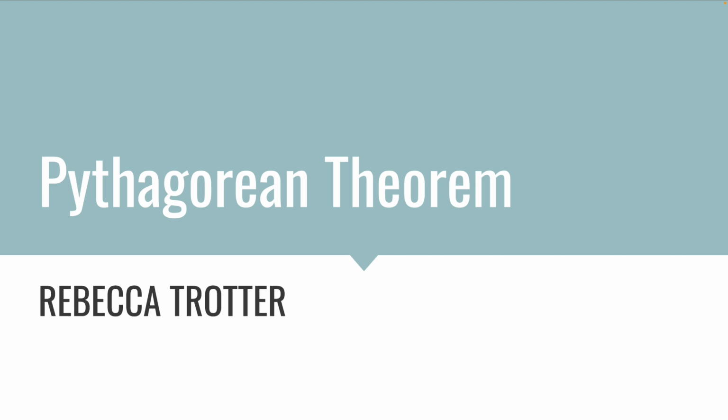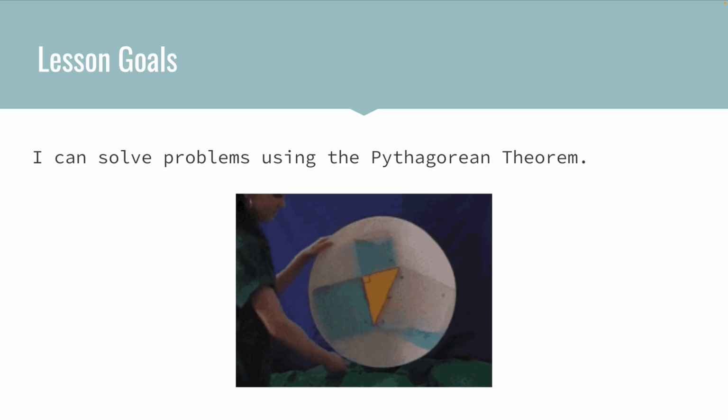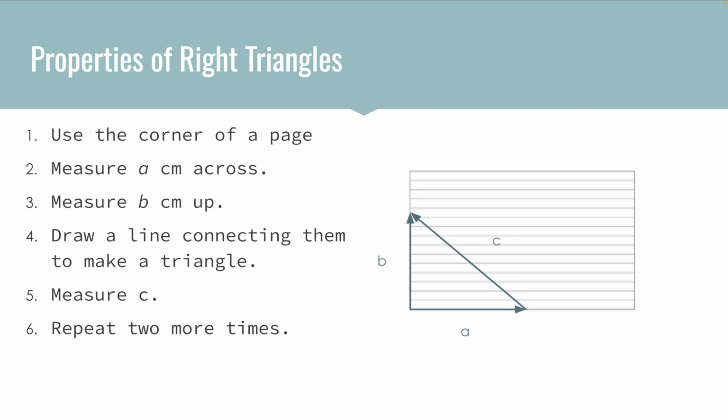Hello everyone, in this video we are going to be looking at solving problems using the Pythagorean Theorem. So what I'd like you to do is get a piece of paper and a ruler, and use the corner of a page, since we know it's exactly a right angle. I want you to measure so many centimeters across, make it a nice whole number, and so many centimeters up, and then draw a line across and measure this distance here.